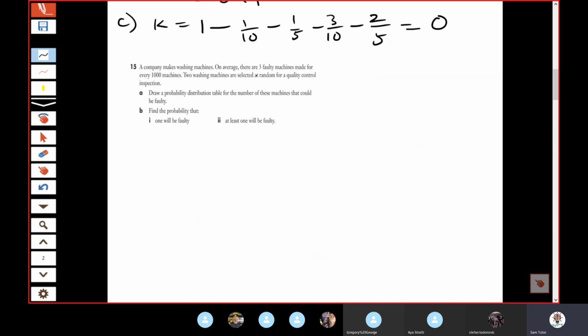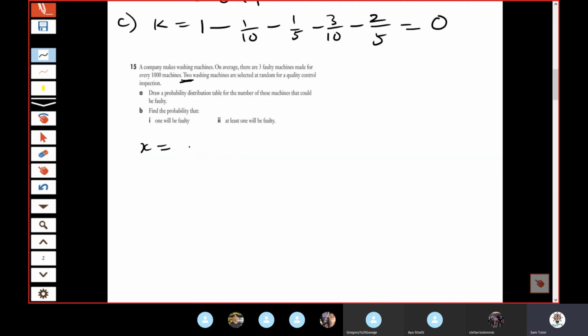A company makes washing machines. On average, there are 3 faulty machines made for every 1,000 machines. 2 washing machines are selected at random for quality control inspection. Draw a probability distribution table for the number of these machines that could be faulty. Okay, so 2 washing machines are selected. So what are the possibilities firstly? Can someone tell me what are the scores that could occur? What are the likely scores for faultiness of 2 washing machines?